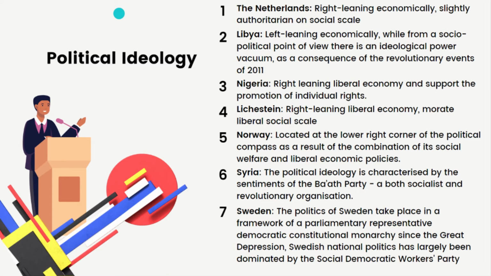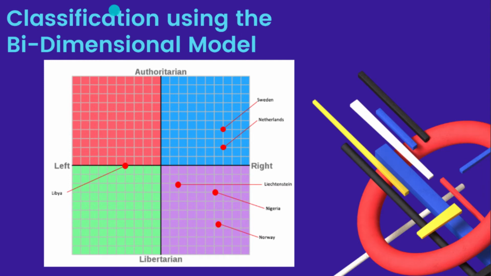Next, we have Syria, whose political ideology is characterized by the sentiments of the Ba'ath Party, both a socialist and revolutionary organization in the country. And last but not least, we have Sweden, whose politics take place in a framework of a parliamentary representative, democratic constitutional monarchy. So now that we've looked at each country individually, here they all are together on the political compass.